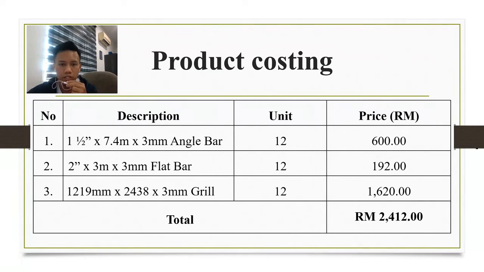Okay, for product costing, we make 12 units of futsal fence altogether. For the materials, the first one is angle bar. We buy 12 units and the total price is 600. And flat bar, 12 units also, and the total price is 192 ringgit. And the last one is the grill, 12 units, and the total price for grill is 1,620 ringgit. Altogether, the total price is 2,412 ringgit.